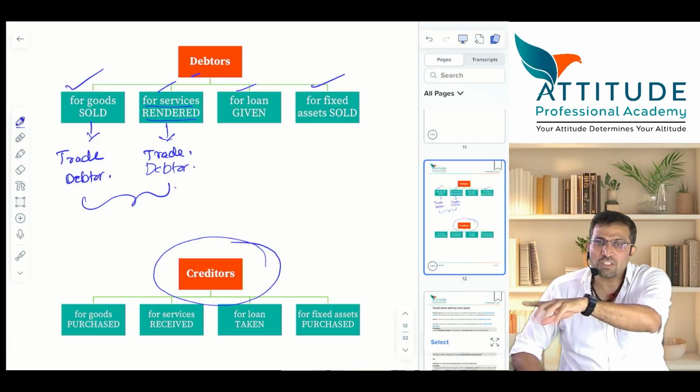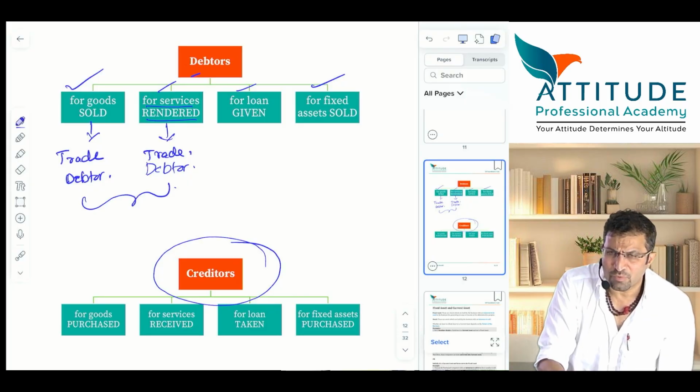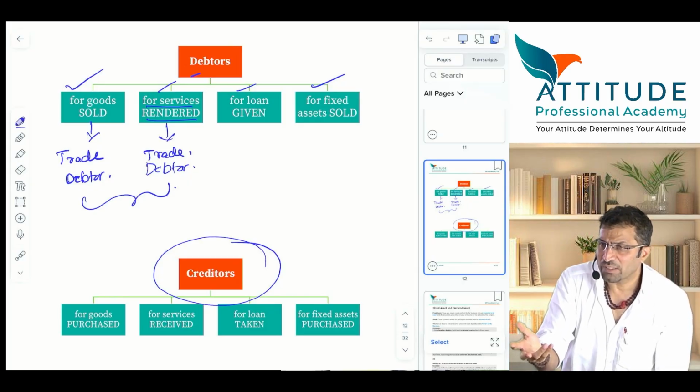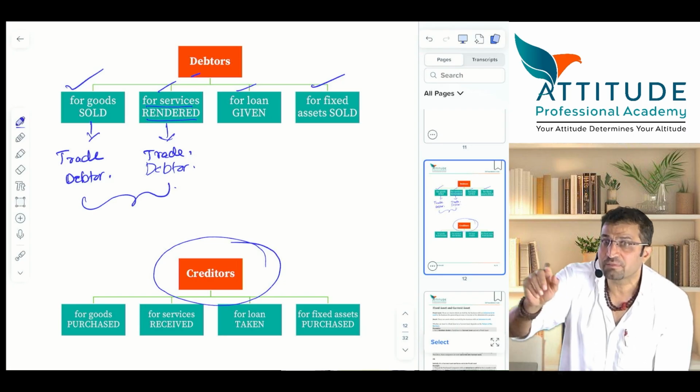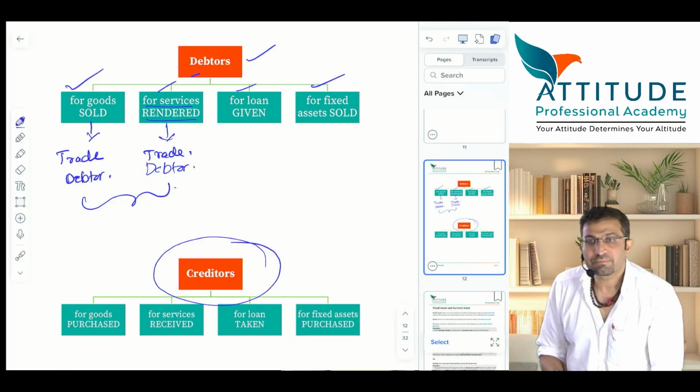Now, you have passed on the benefit to him. Immediately is he giving the money back to you or will he take some time to repay? He will take some time to repay. Now tell me, you have given money to Pranav. Who is Pranav for you? Debtor. He is a debtor.